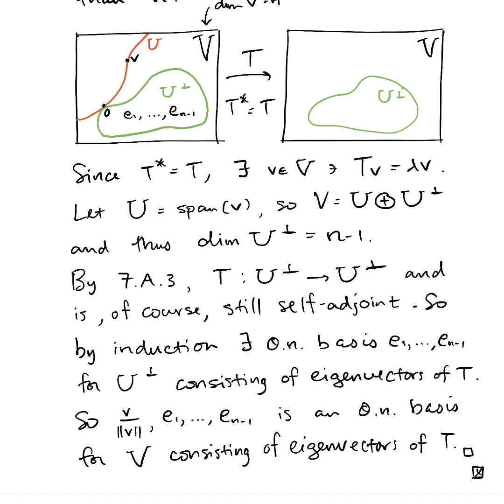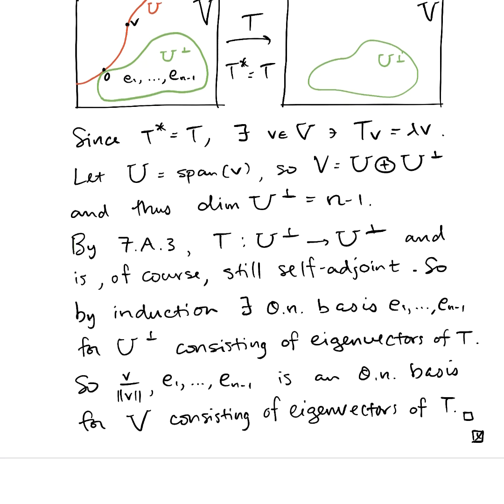To that, we can attach the original vector V divided by its own length. And now you have an orthonormal basis for the entire box. I mean, after all, there's n things in it, and they're linearly independent because E1 through En minus 1 already are, and V is perpendicular to all of those, so it can't be a linear combination of them. V comes from U, the rest of them come from U perp, so the whole list is orthonormal. And that's it.